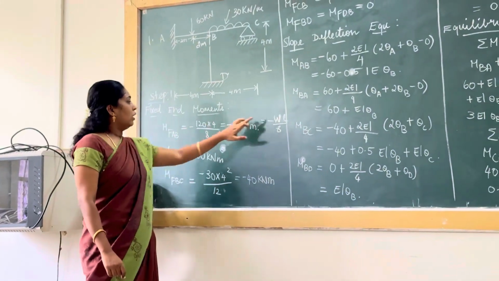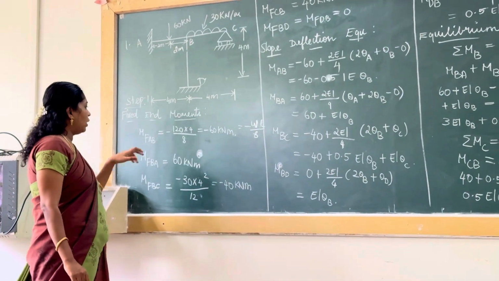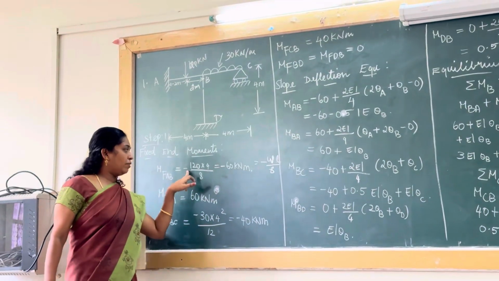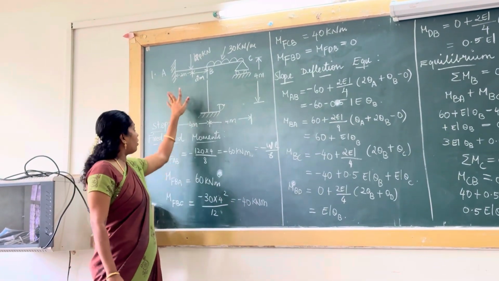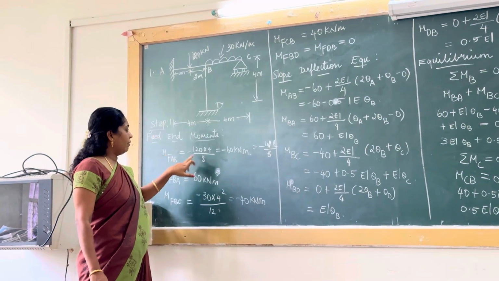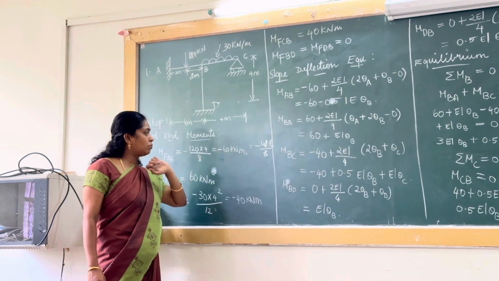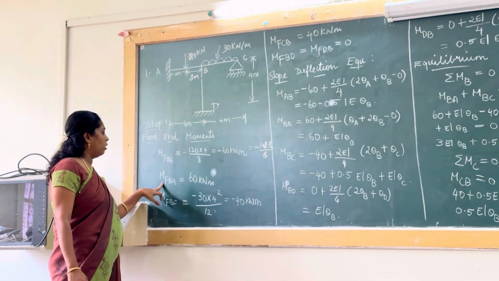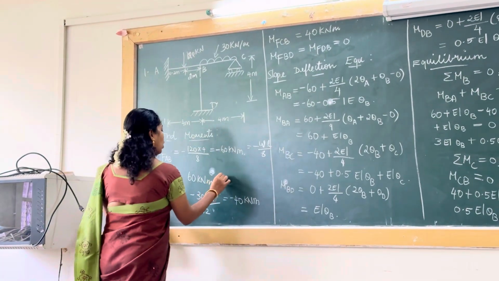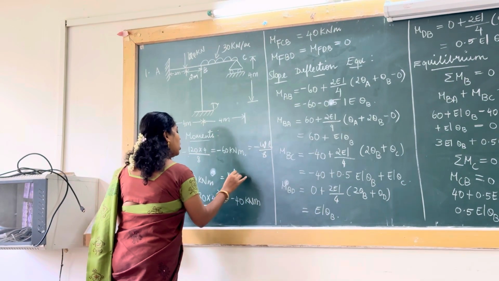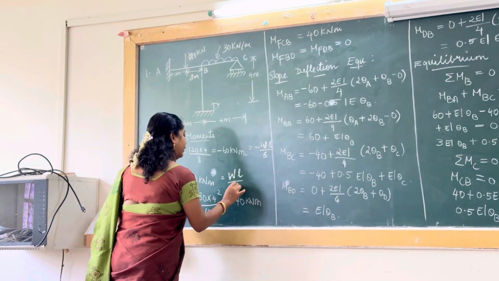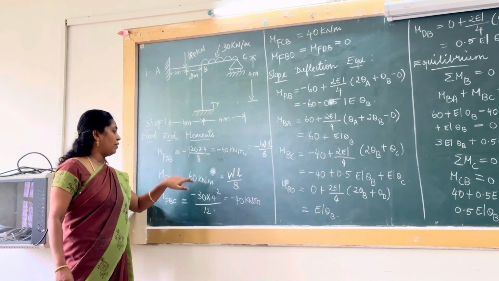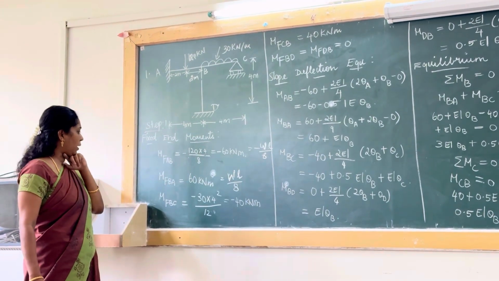That concentrated load value W is 120 kilonewton. The length of the span is 4 meter, divided by 8. We are getting minus 60 kilonewton meter. And then for the BA span, the formula is capital WL divided by 8. Here the W value is 120 and the L value is 4, divided by 8. We are getting 60 kilonewton meter.